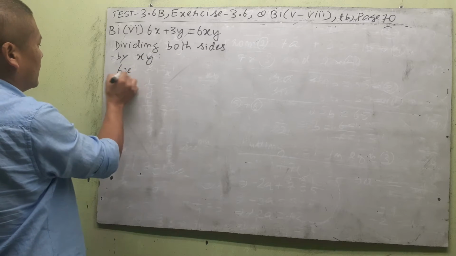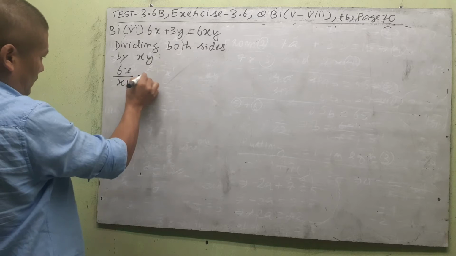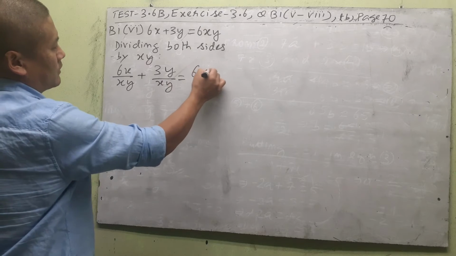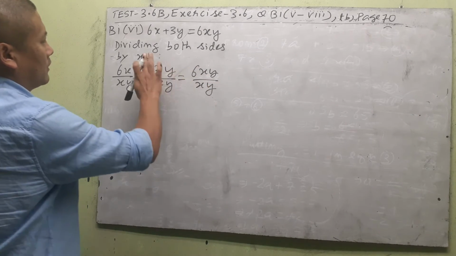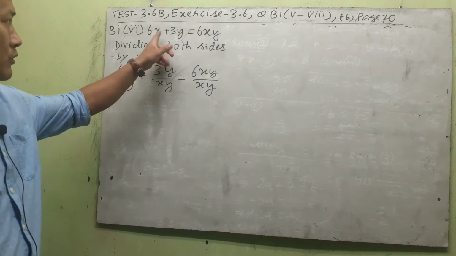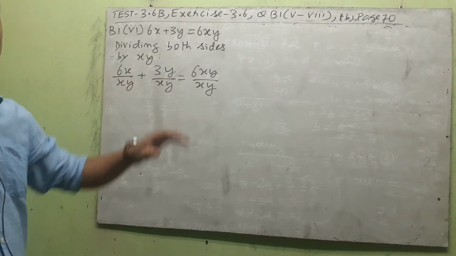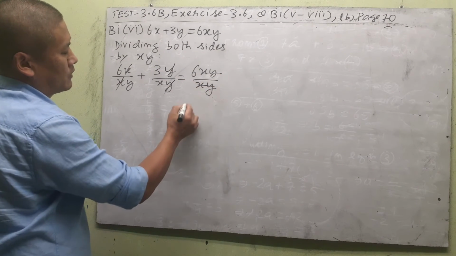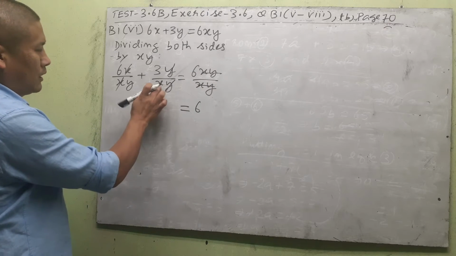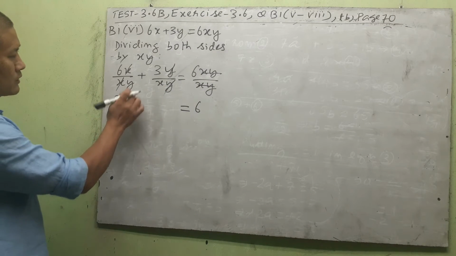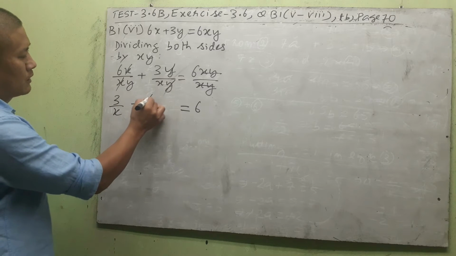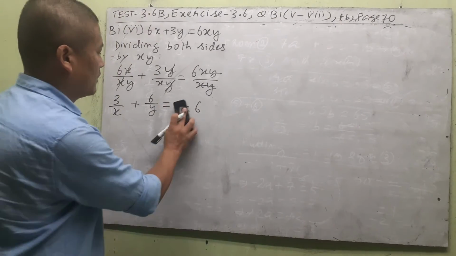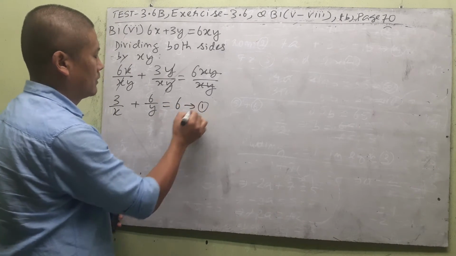Then we're going to get 6x by xy, the first term; second term, 3y divided by xy; the third term, 6xy divided by xy. Dividing both sides by xy means every term on both left side and right side will be divided by xy. So x and x gone and y gone here, xy and xy, so we got this xy cancelled. We want to write the x term first, so we can write 3 by x plus, and no sign here means plus 6 by y, so that it's in the second position. And we can write this equal to equation number 1.